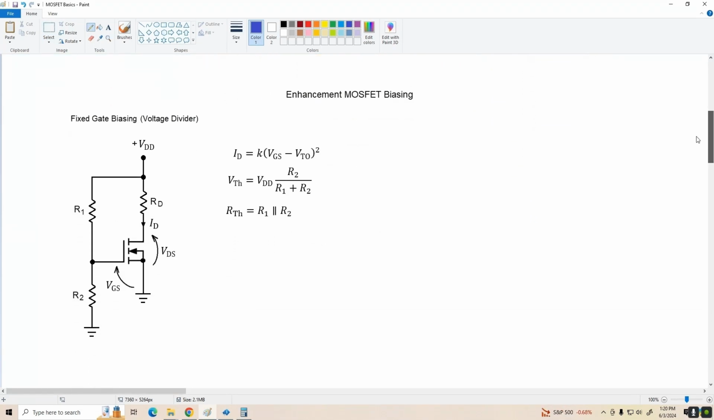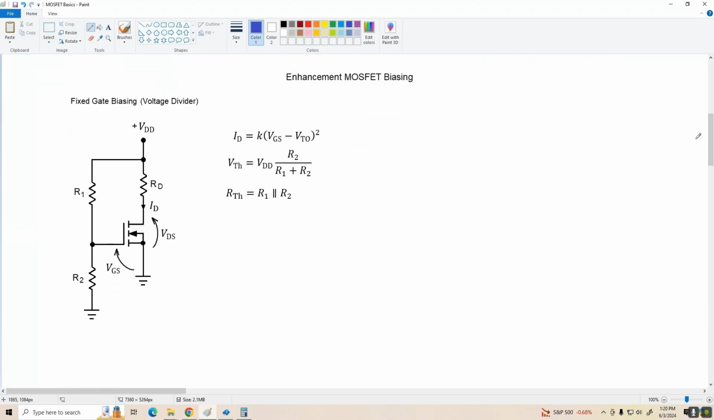All right, we'll start with the simplest biasing arrangement, that is fixed gate biasing. It's also the least likely to be used because it's very sensitive to parameter variations. But it is simple. So what we've got is a voltage divider, and the drop across R2, the Thevenin voltage, is VGS. Remember, because we're looking at basically an infinite gate resistance, we're not going to load down the divider at all. So we don't need to worry about loading effects here.